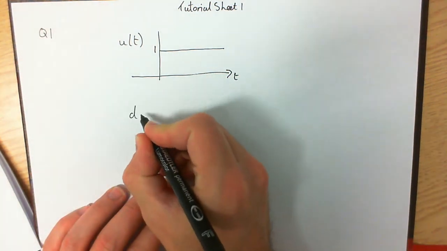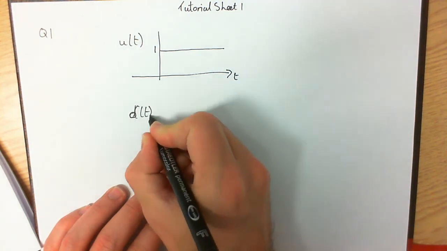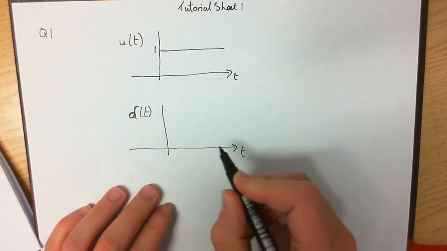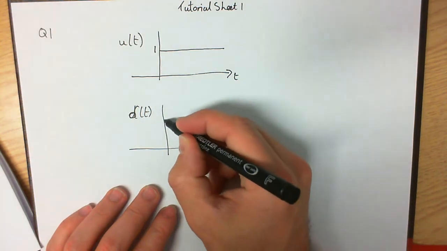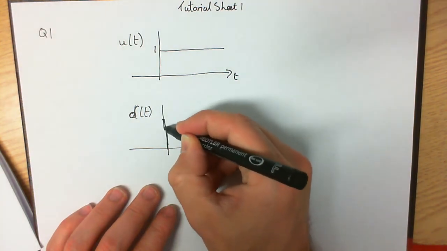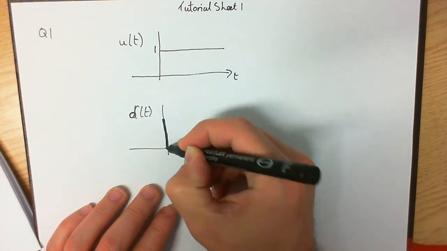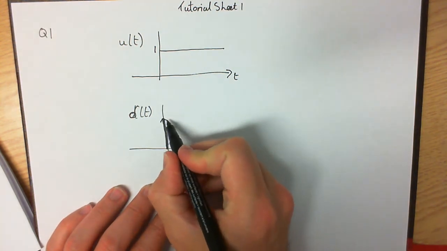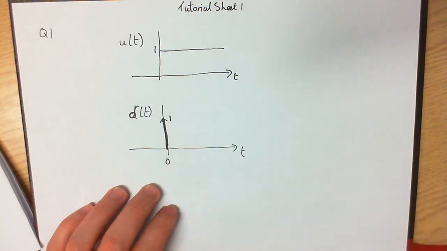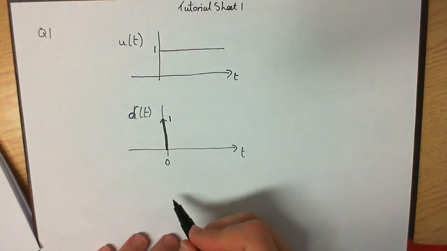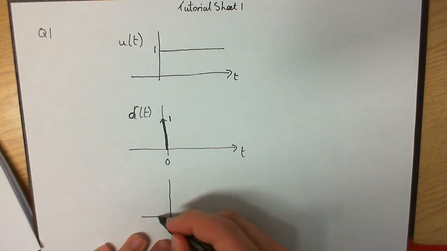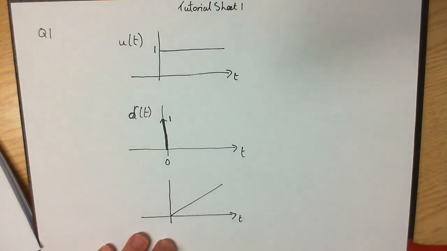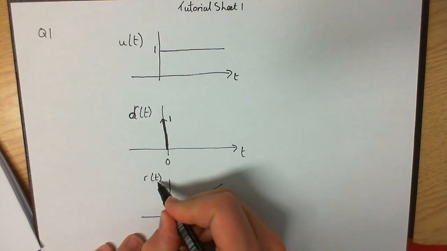The impulse, delta t, only exists, I'll draw this in a thicker line so you can see it, only exists at t equals 0 and has an area of 1, and we denote that by an arrow at amplitude 1. And the ramp function is simply that. So this is the ramp function.